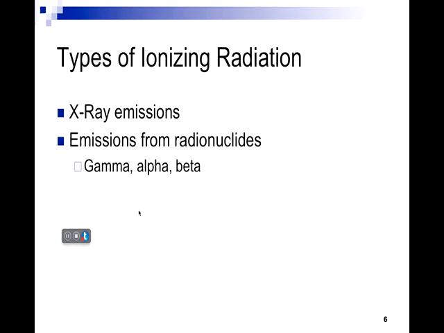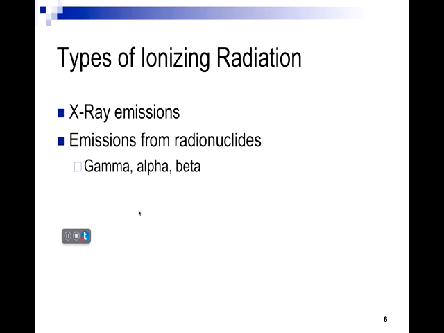There are various types of ionizing radiation. For example, you have X-ray emissions, and you have emissions from radionuclides, such as gamma, alpha, and beta. X-ray emissions are produced from man-made sources, usually where some type of metal is exposed to electrical energy. When that occurs, the electrons in the metal will drop back to their ground state, and in so doing will emit energy in the form of X-rays.